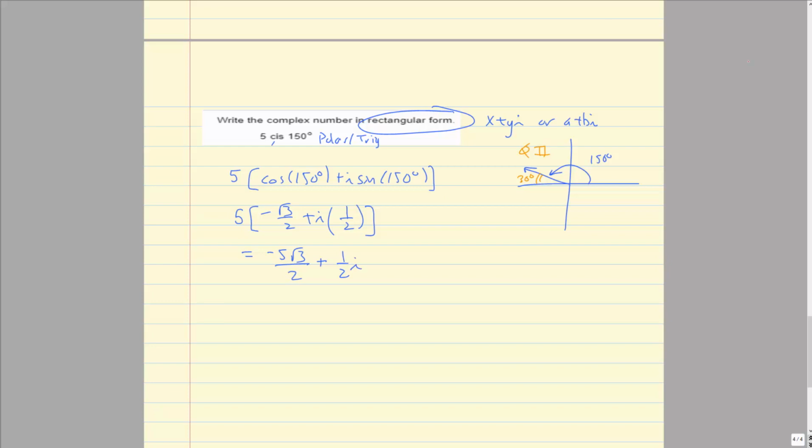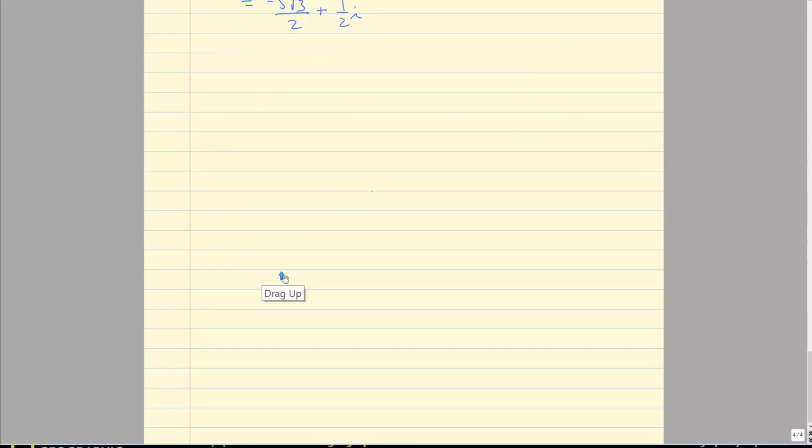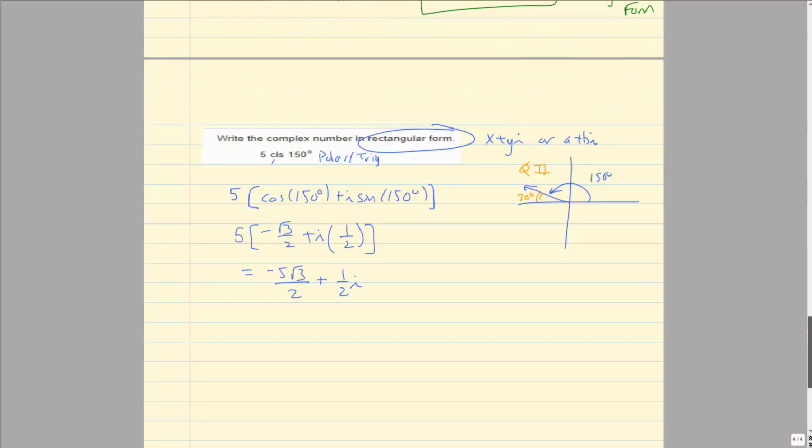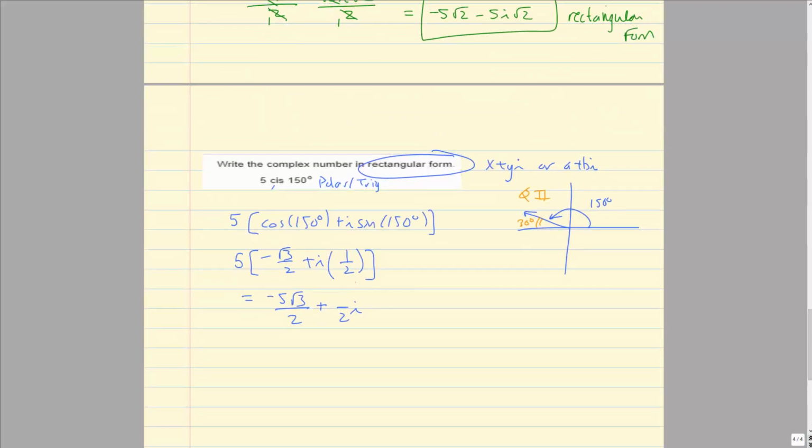So this is my a plus bi form. It's not nice integers like we usually have, but it's definitely going to be that a plus bi or x plus yi form. This is 5. I have to distribute here as well, so 5/2 i. So this is my rectangular form. And again, as long as you know your values from your circle, it's not a huge deal. You just need to make sure you have the correct values for sine and cosine.